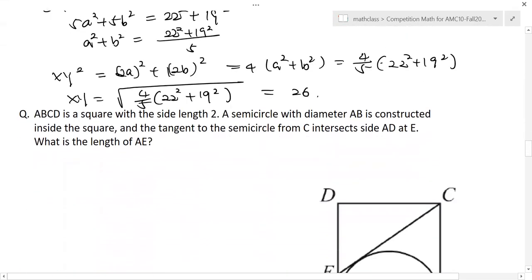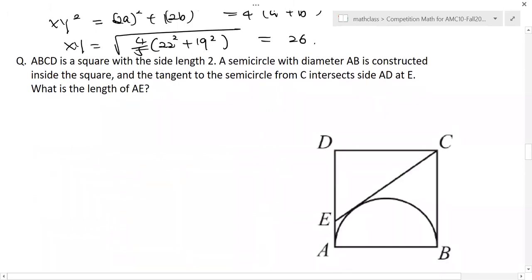All right, so move on. Here's another one. This time we have to draw additional lines. In geometry problems, sometimes we have to draw additional lines. You have a square with side length two, and a semicircle with diameter AB is constructed inside the square. The tangent to the semicircle from C intersects AD at the point E, so it touches the circle. We want to find the length AE.